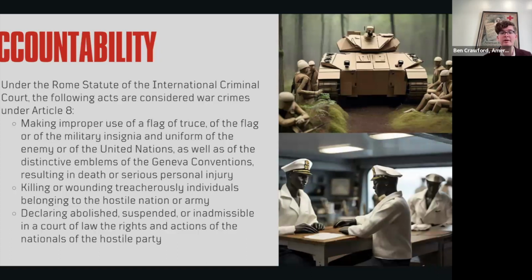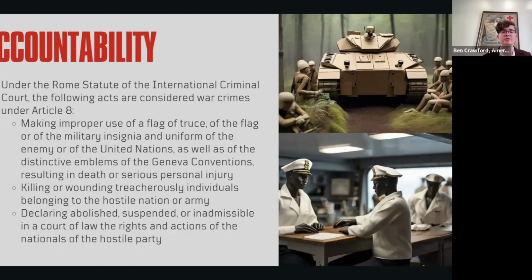And lastly, declaring abolished, suspended, or inadmissible in a court of law the rights and actions of nationals of the hostile party. This comes into play if one is caught in the midst of espionage and is given a sham trial. They are not fully afforded the rights and protections afforded to them in a court of law under the proper law of the hostile party that has captured the combatant committing espionage.